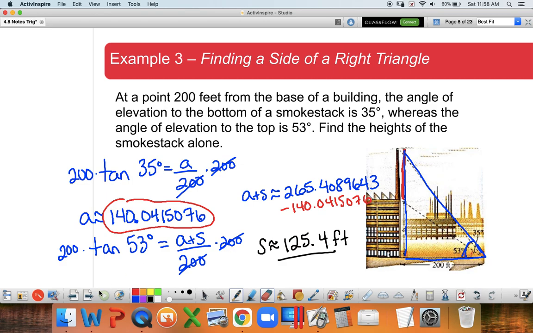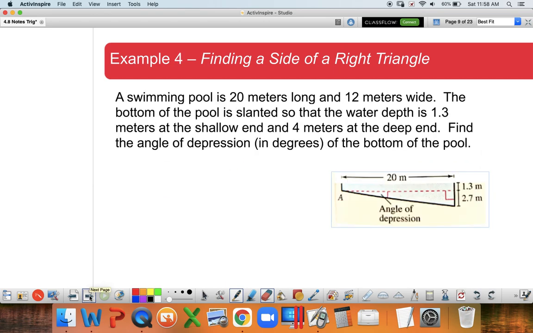Moving on to question 4. A swimming pool is 20 meters long and 12 meters wide. The bottom of the pool is slanted so that the water depth is 1.3 meters at the shallow end and 4 meters at the deep end. Find the angle of depression in degrees of the bottom of the pool.